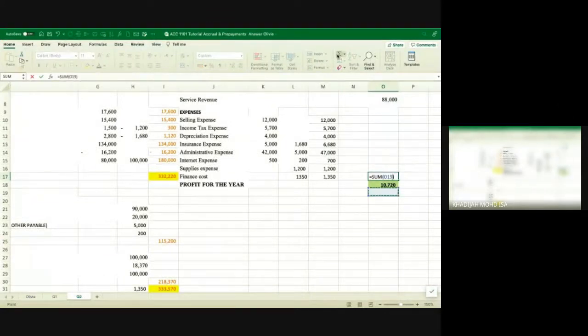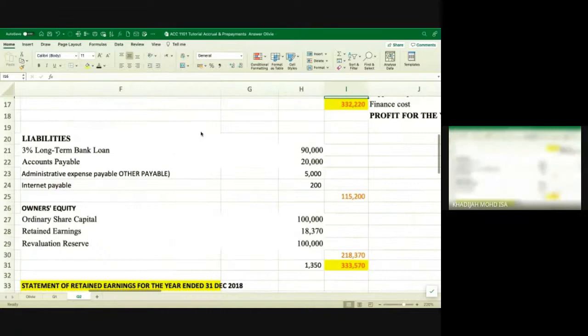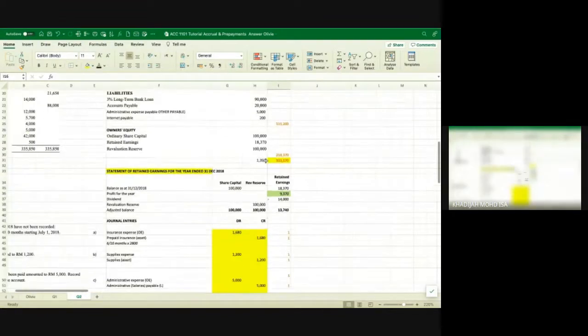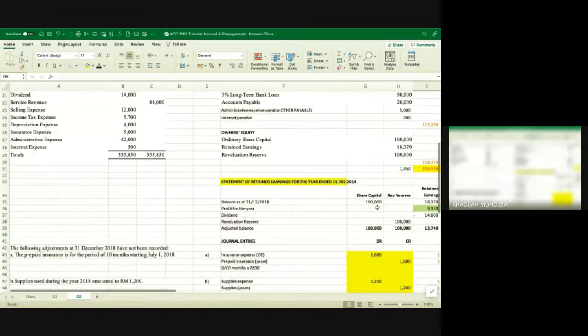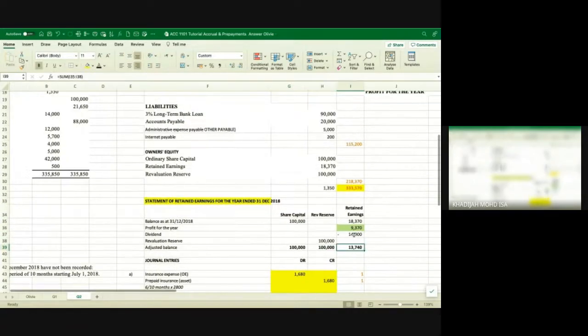I want it to be this one. Okay, 166 plus this one minus 9370. See? Now it's the same already. Because the amount is reflected in my retained earnings, profit for the year. All right, so my retained earnings adjusted one is 13,740.